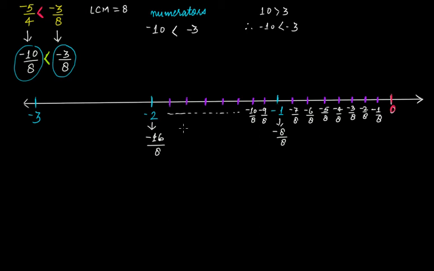Okay. Now, this minus 3 over 8 is here, and minus 10 over 8 is here. Again, the greater value is towards the right of the smaller value. Minus 10 over 8 is smaller, so it comes here.